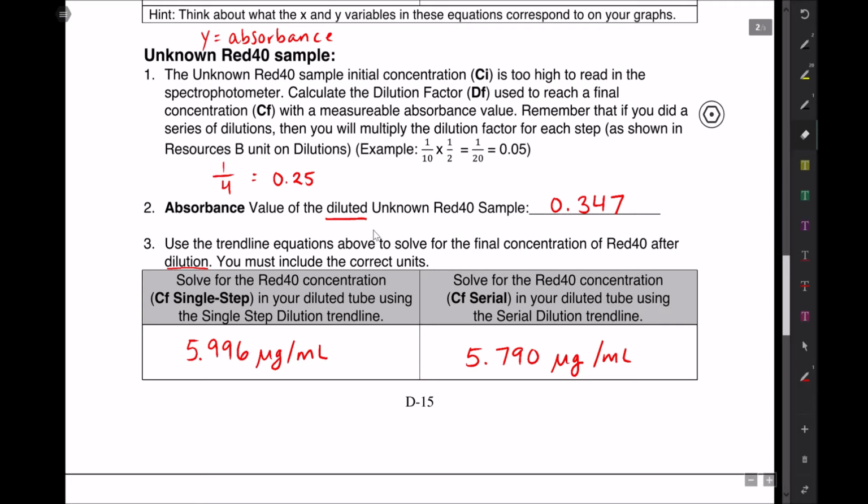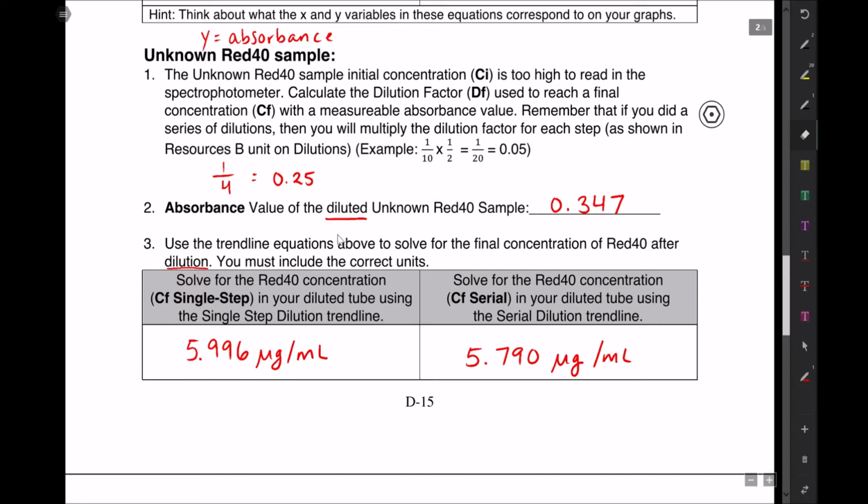So when I did this, I did a 1 to 4 dilution, and if you just move this into decimal form, 1 over 4 is 0.25, and my absorbance value of the diluted unknown Red40 sample was 0.347.